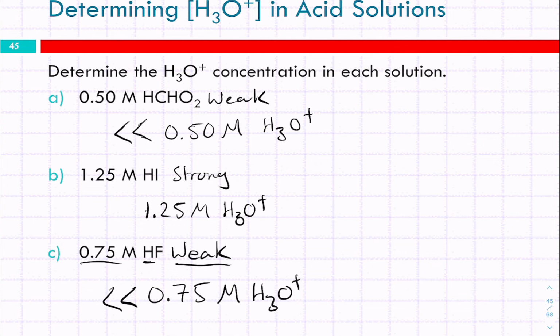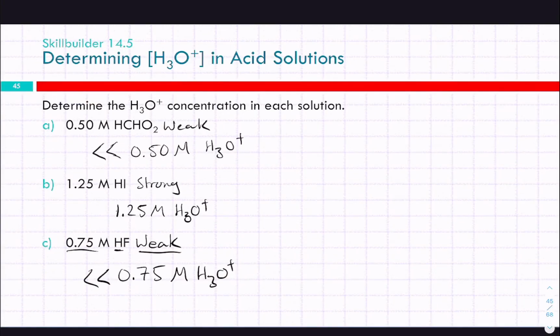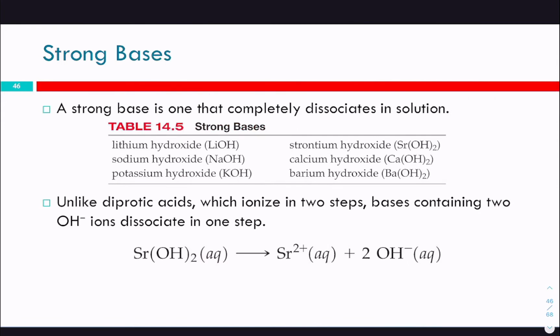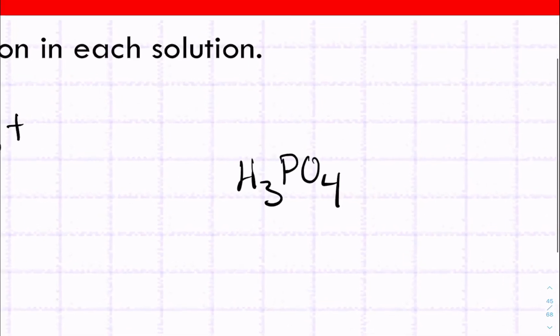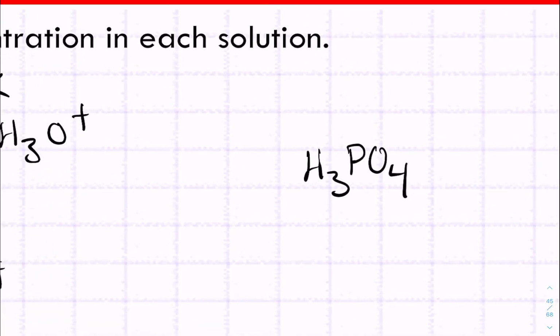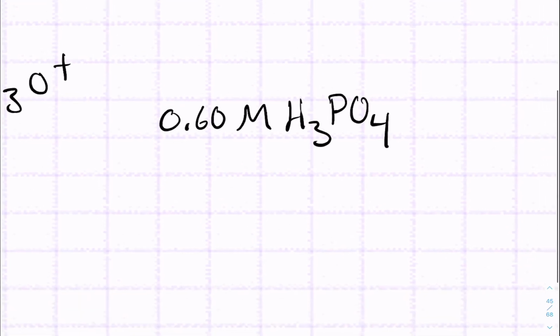Oh, we're making amazing progress. Actually, let me do one more here. So if we have a strong acid, let's use this one, phosphoric acid. We're just going to say that all of the ions are strongly ionizable. So what would the concentration of H3O plus be for this solution, if this is a strong acid?